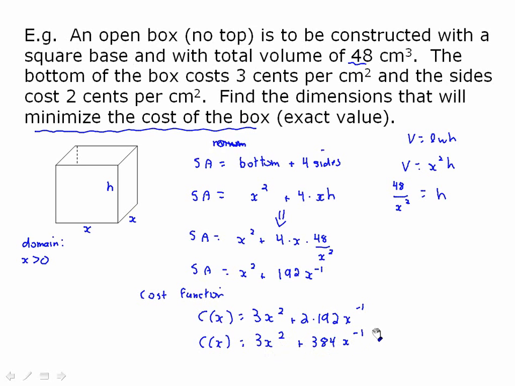So I'm going to bring up a new screen in just a second or two, differentiate this, and then see where it takes us. So C prime at x will be equal to 6x and then minus 384x to the negative 2. So that's going to give you, in a more convenient form to work with, C prime at x is equal to 6x minus 384 over x squared.